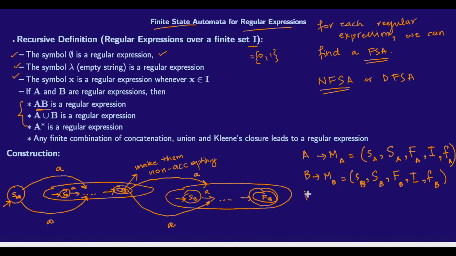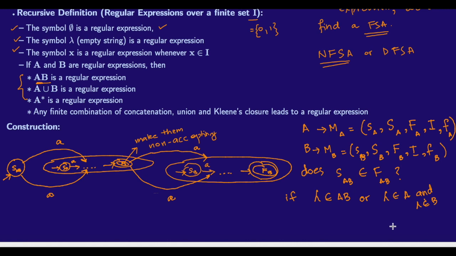The question is, does SAB belong to FAB or not? Note that when is this a final state? It will be a final state if an empty string will take the machine of AB to itself, correct? Then this means that lambda belongs to AB, or we can say lambda belongs to A and lambda belongs to B. If this is the case, then yes, we have SAB as a final state.